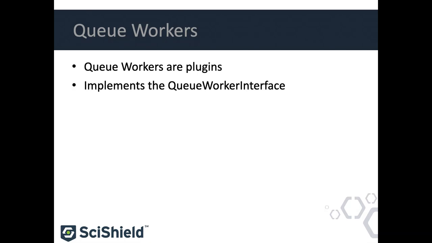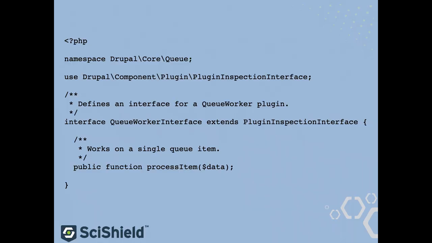Okay, so I don't need to go over that. All queue workers implement the queue worker interface. What is that interface? It is super simple. It's got one method, processItem, where $data is your arbitrary, whatever data you pass into the queue.